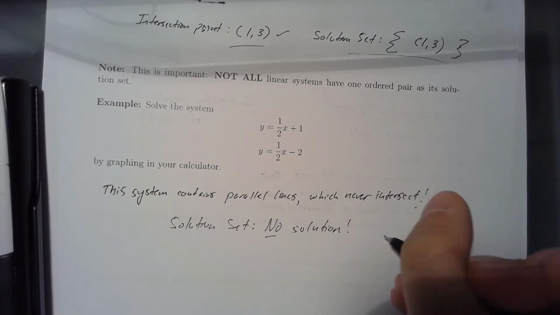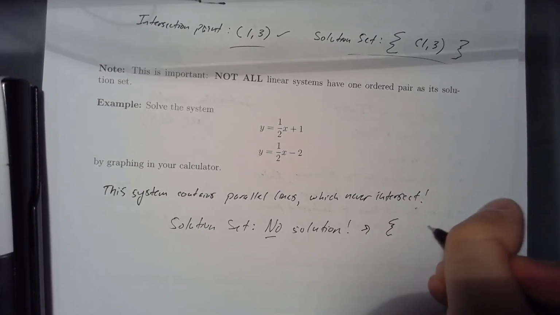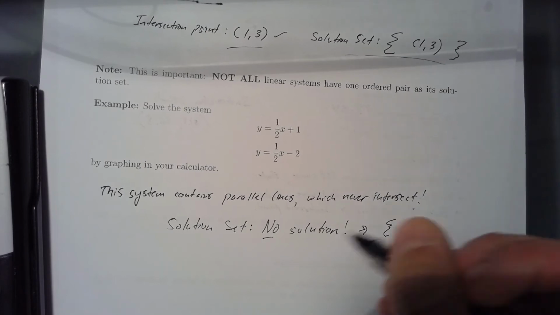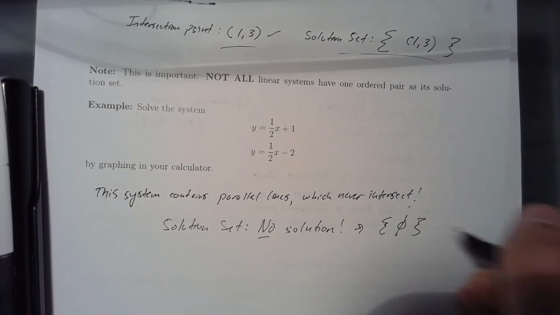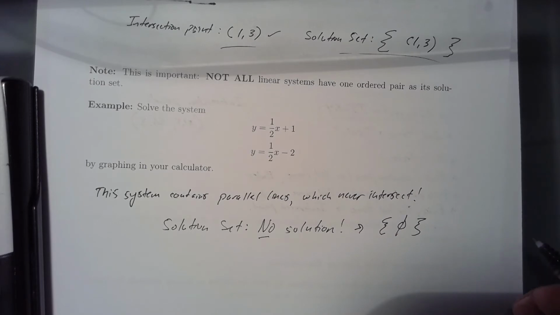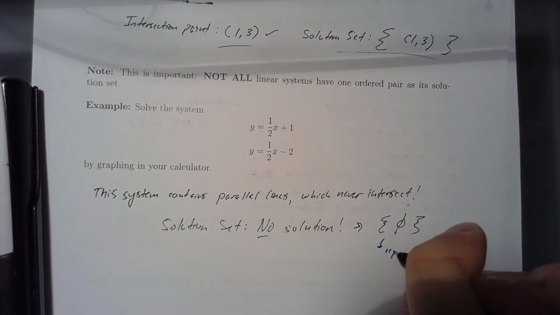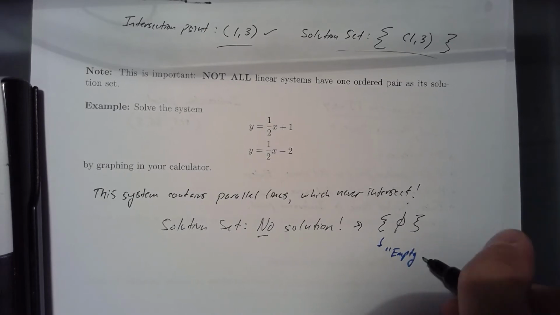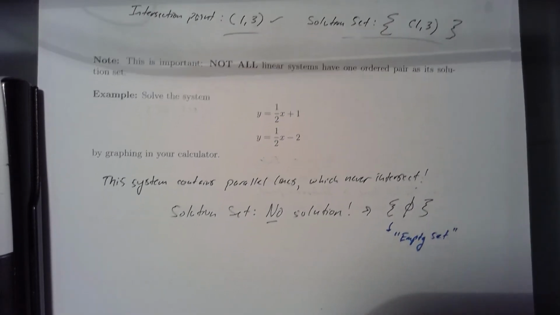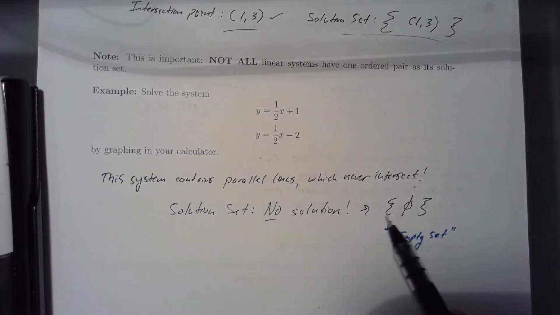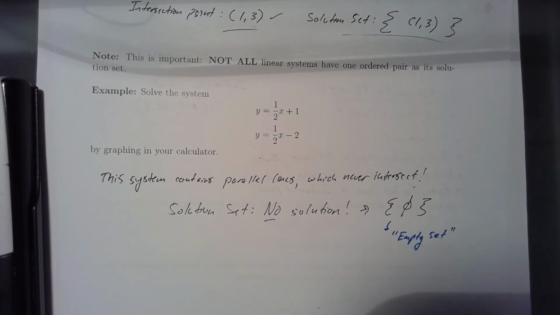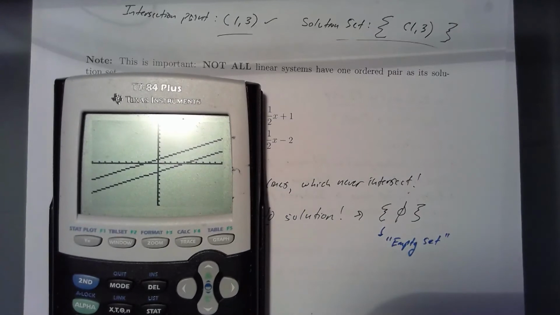And we can actually denote that. If I use my set brackets, we denote this with a 0 and a slash through it. That actually means the empty set, which means the solution set contains no solutions. That's just a mathematical symbolic representation of the empty set. So that system contains no solution because the lines never intersect. They're parallel.